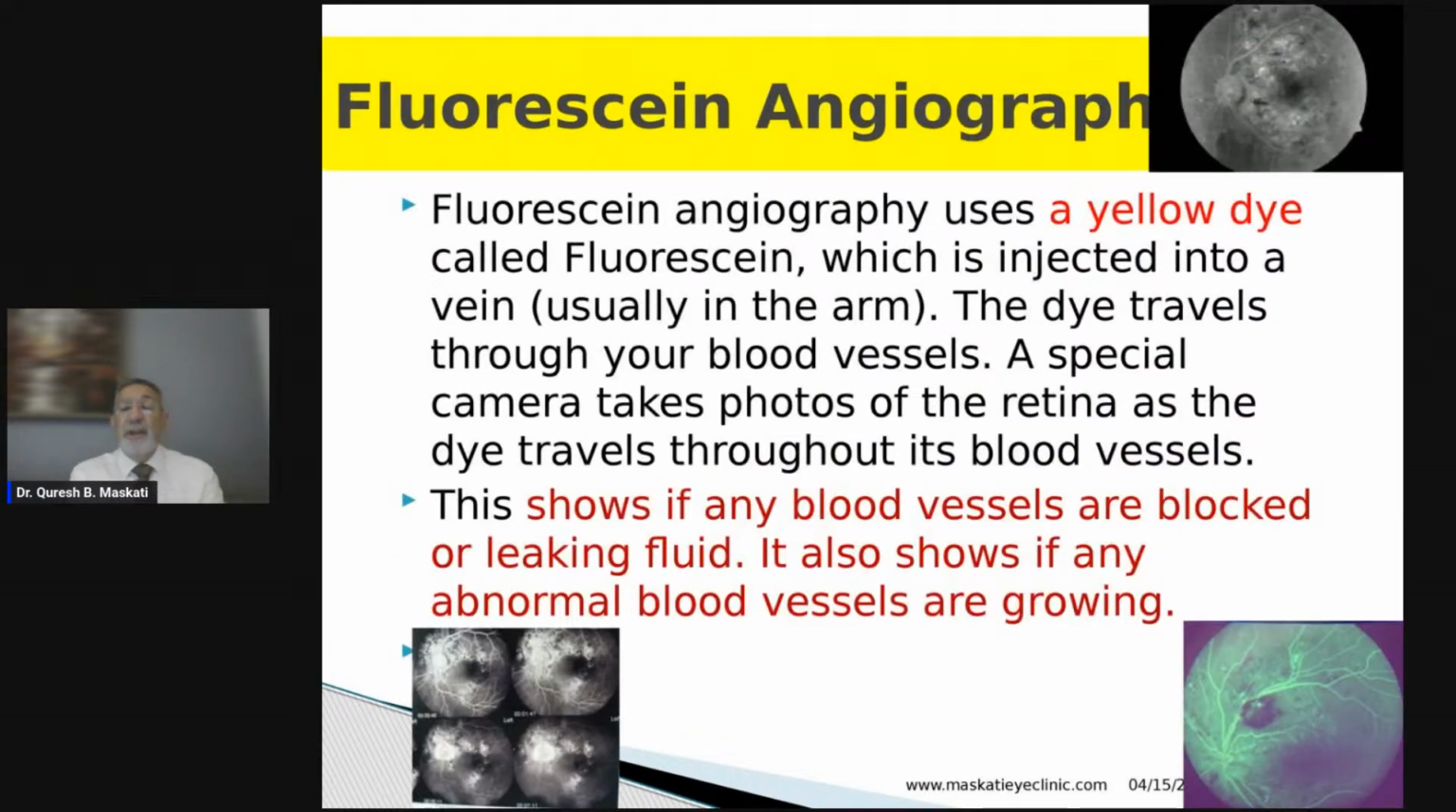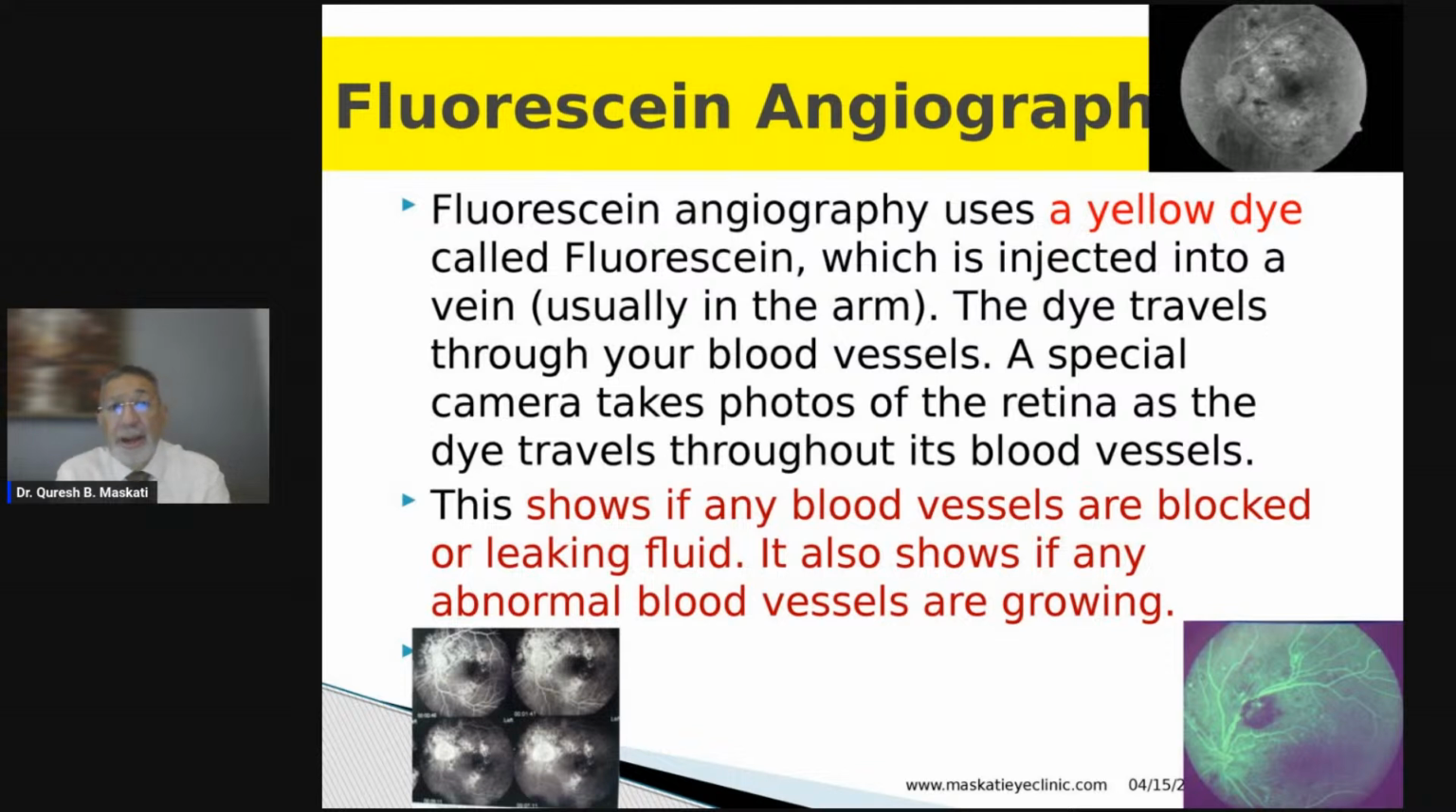So one of the investigations was OCT. The second is fluorescein angiography. Because of OCT now, fluorescein angiography is done less. We inject a yellow dye called fluorescein into the vein of the arm. The dye travels through the blood vessels, and a special camera takes pictures.